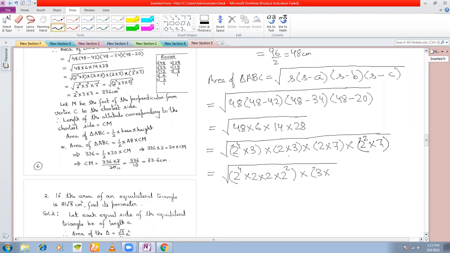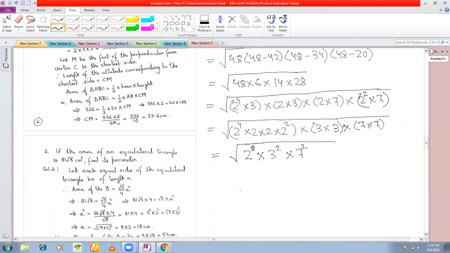So now you collect the 2's together: 2 to the power of 4, 2, 2, and 2 square. And 3 into 3 you collect together, and 7 also you collect together. You add the powers of 2 to get 2 to the power of 8, and this is 3 square and this is 7 square.